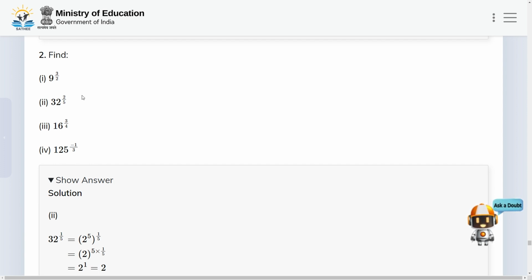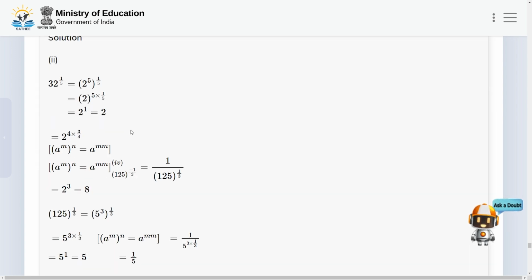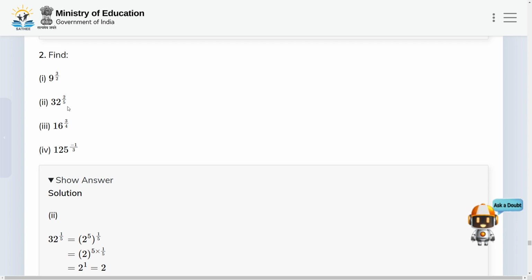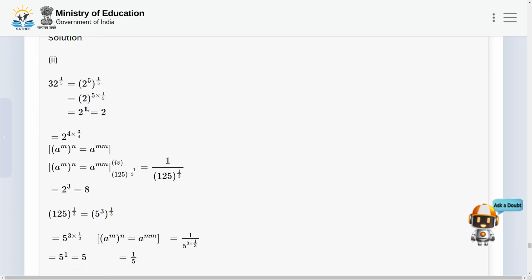Okay, and 32 to the power 2 by 5, that is actually equal to (2 to the power 5) whole to the power 2 by 5, that is equal to 2 to the power 5 into 2 by 5, that is equal to 2 square, and this is equal to 4.